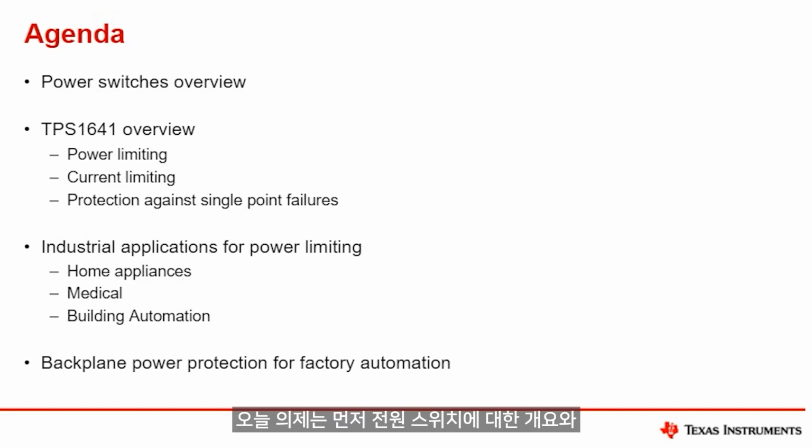So in terms of an agenda today, first we'll talk about an overview of power switches and what's in power switches. Then we'll dive specifically into the TPS1641 overview to talk about some of its key features such as power limiting, current limiting, and protection against single point failures. And then we'll touch on industrial applications for power limiting, those in home appliances, medical, and building automation. And then we'll touch on one last application, backplane power protection for factory automation systems.